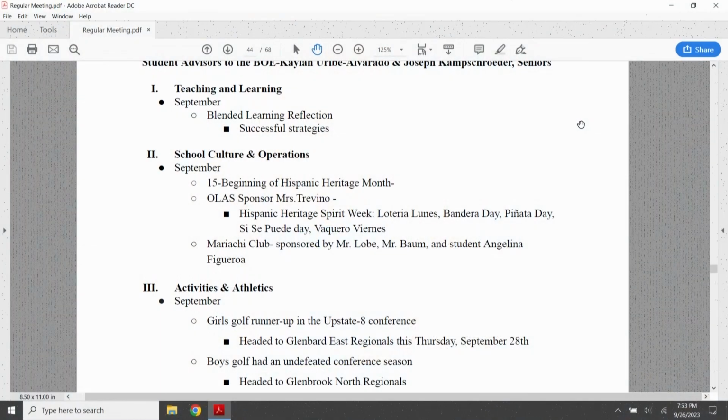For the student advisors report, for teaching and learning in September, something a lot of the students have seen is the blended learning reflection. Some successful strategies that we've experienced in our own classrooms and seen with others are providing students with a guideline or an organizer, such as a calendar, letting them know what will be assigned on which day and when we will go over it. They also assign us Edpuzzles or YouTube videos and we write down notes for them.